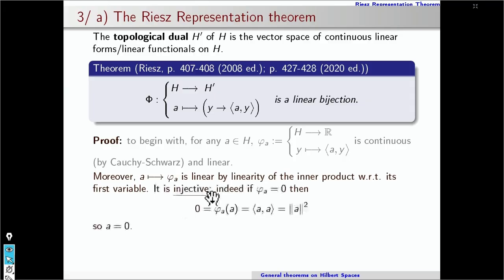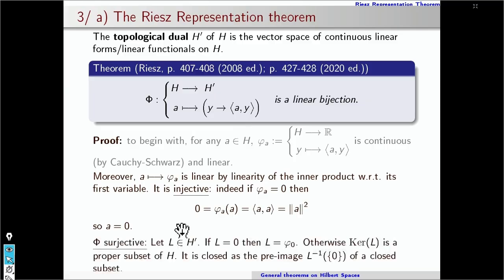So let us now show injectivity. Consider an element in the kernel, so a such that Phi(a) gives 0. We evaluate precisely on the vector a. It gives the inner product of a with a, and by positive definiteness of the inner product, it means that a has to be 0. In the finite dimensional case, this would be over because we had already seen that a basis of the dual has the same cardinality as a basis of the original space. So we have an injective linear map between two spaces with the same dimension.